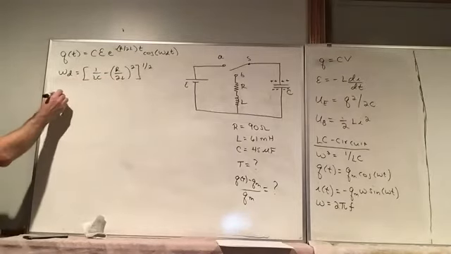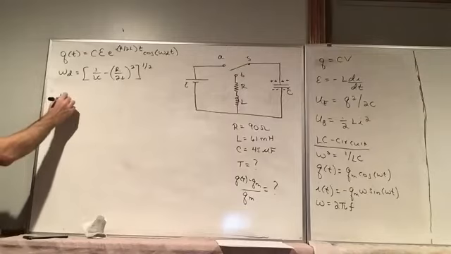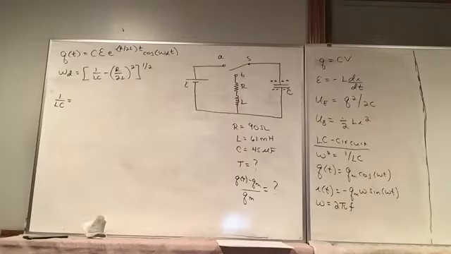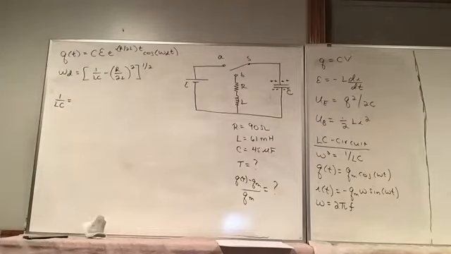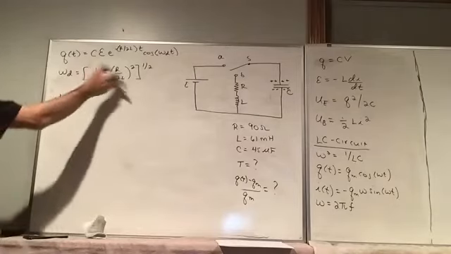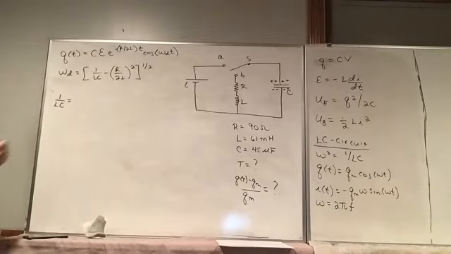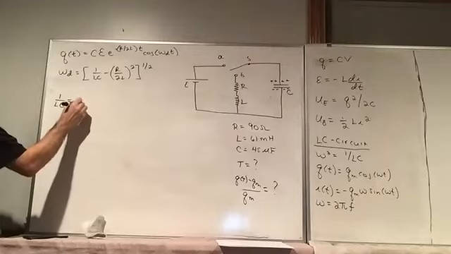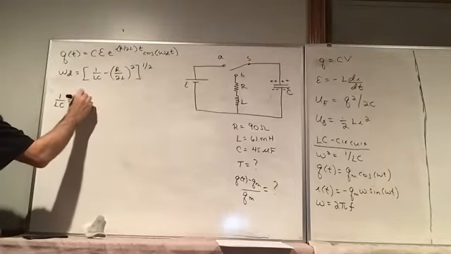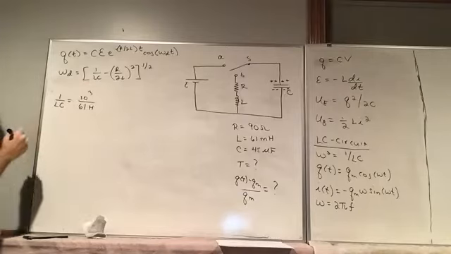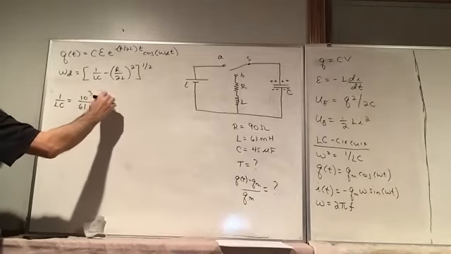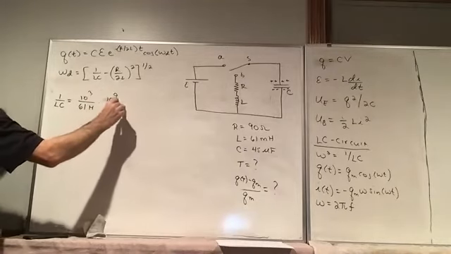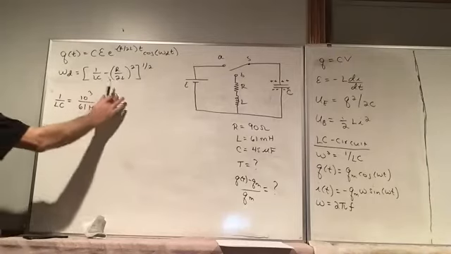So 1 over LC. That's just like before, the part with no resistance. So yeah, if the resistance was 0, that would be the angular frequency of oscillation. But now we have to make a correction to that. So we have 1 over 61 millihenries. And then the capacitance is 45 microfarads, where micro is 10 to the minus 6.